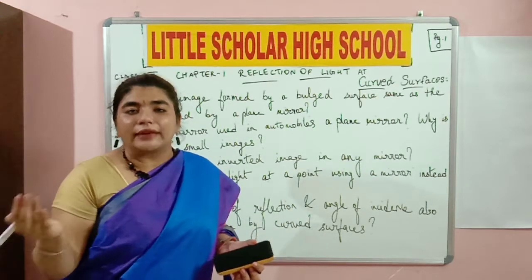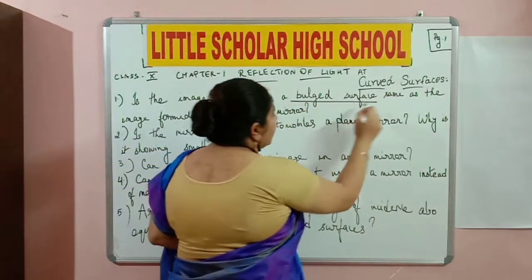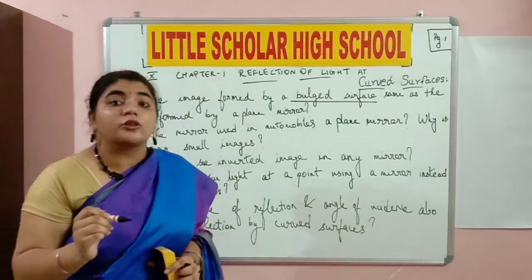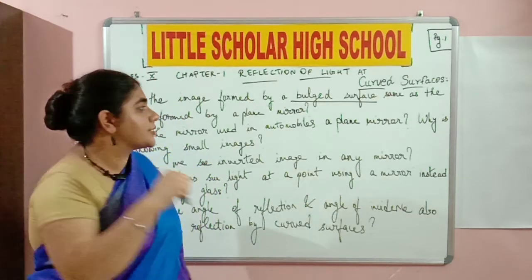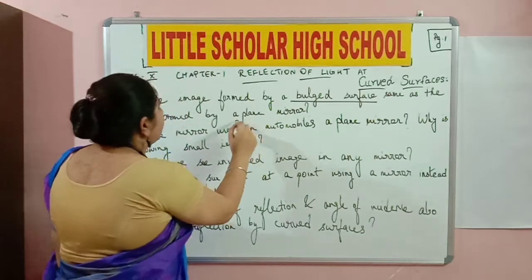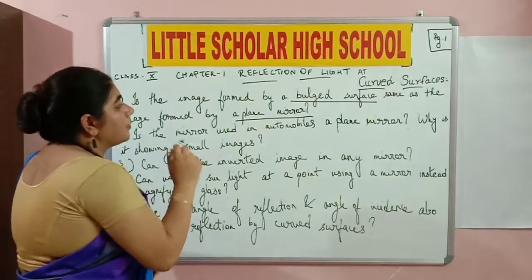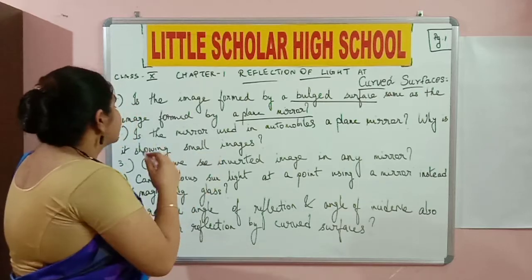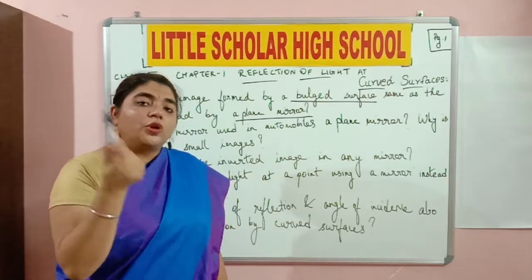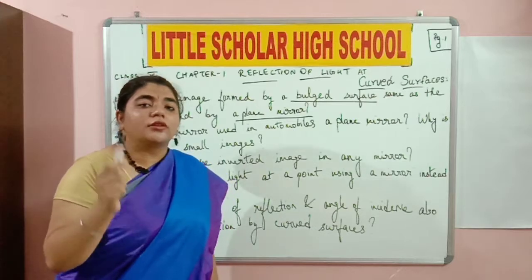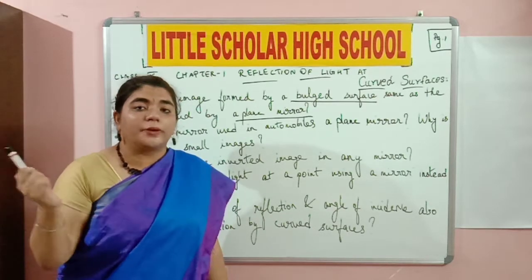They are basically the concave and the convex mirrors. So when I say the bulged surface, you need to know that we are talking about the spherical mirrors, which are of two kinds, concave and convex. The plane mirror is nothing but the dressing mirror. Now the question here is, is the image formed by a bulged surface same as the image formed by a plane mirror? No, definitely. Do you appear the same in front of the circus mirror that I was talking about and also in front of the plane mirror?